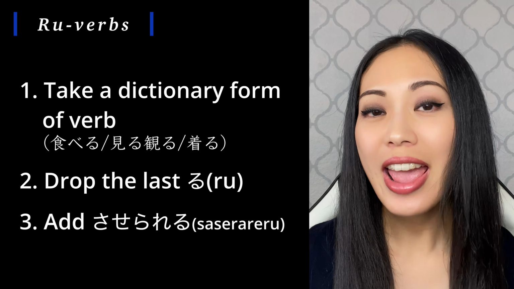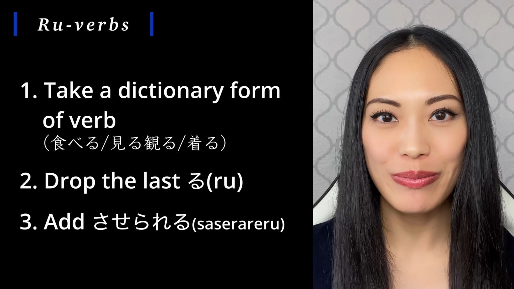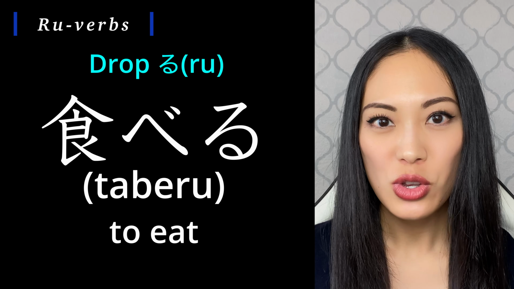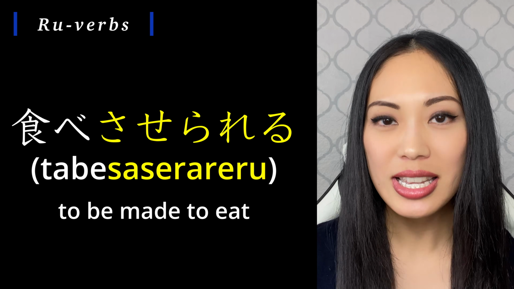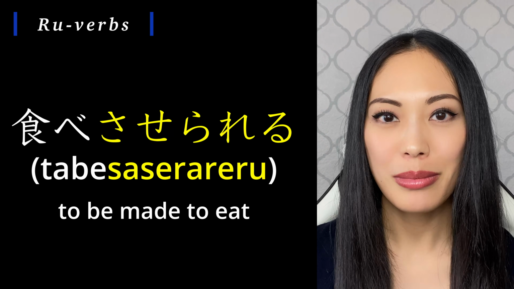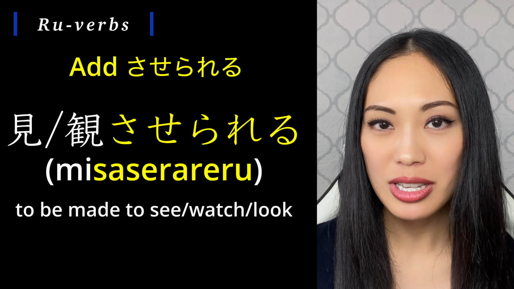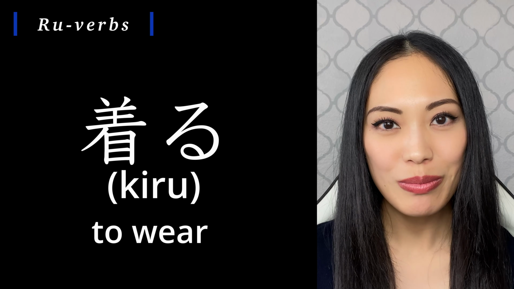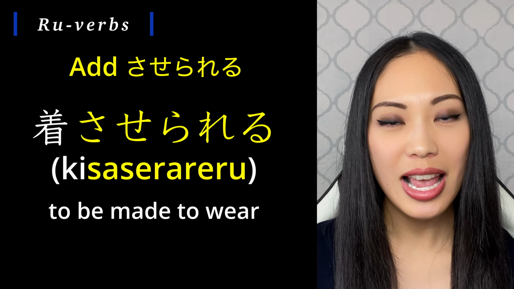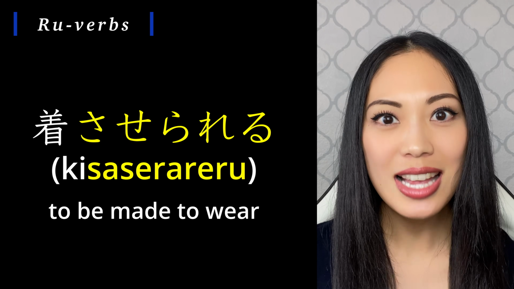Now we just need to conjugate verbs. First, Ru-verbs. Take the dictionary form of a verb and drop the last Ru and add させられる. For example, 食べる, drop Ru and add させられる and it becomes 食べさせられる. 見る, drop Ru and add させられる and it becomes 見させられる. 着る, drop Ru and add させられる and it becomes 着させられる.